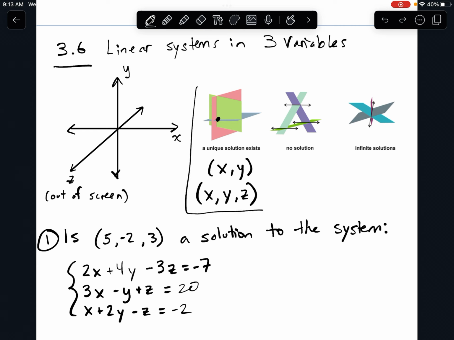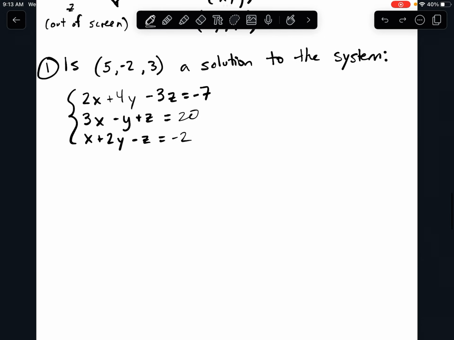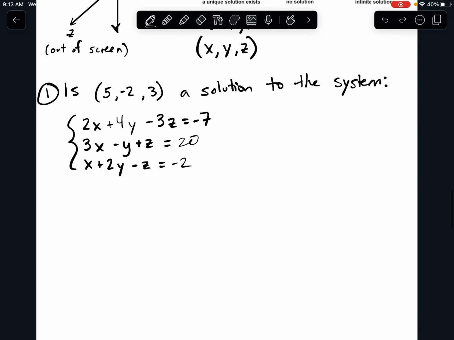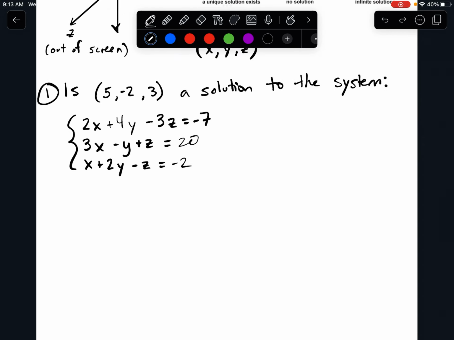The ones that we're going to do in this example pertain mostly to this first scenario, where there's one unique solution, x, y, z, but it could be one of the other two scenarios where there's no solution or infinite solutions. So all we're asking for in number one is, is (5, negative 2, 3) a solution to the system? So what they're asking is, is x equal to 5, y equal to negative 2, and z equal to 3? So all you're going to do is plug in 5 for x, negative 2 for y, and 3 for z in every one of these equations.